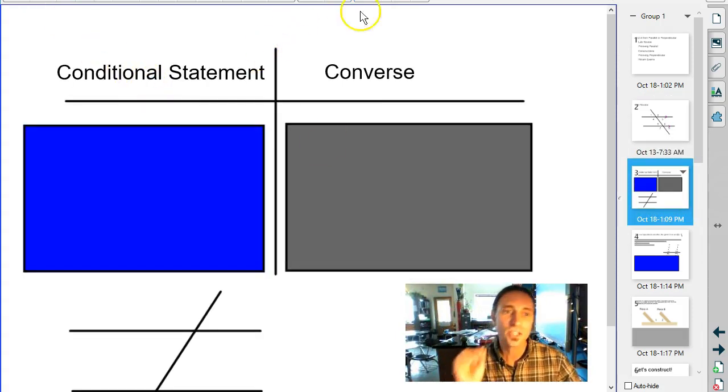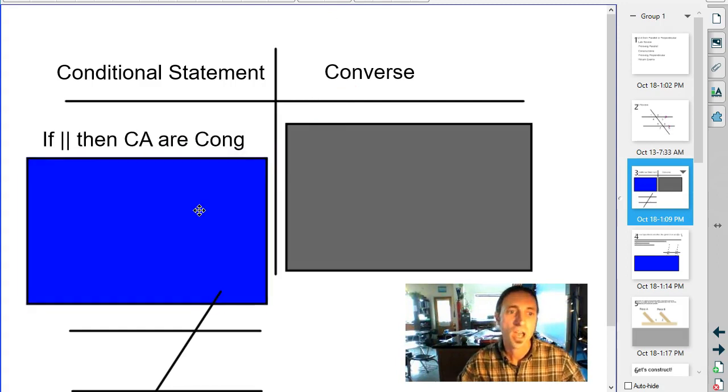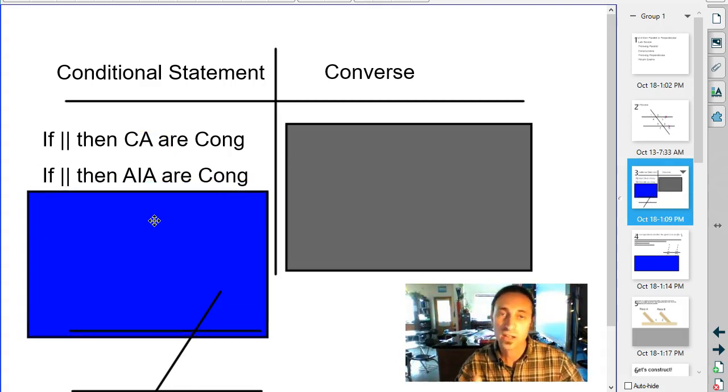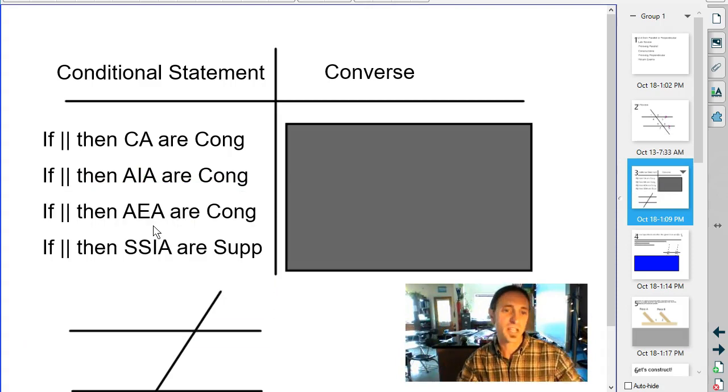So when we look at conditional statements, we've got this block of conditional statements that says things like, if you have parallel lines, then corresponding angles are congruent, right? If you have parallel lines, then alternate interior angles are congruent, right? You get the idea. There are these 4 patterns: alternate exterior, alternate interior, and corresponding angles are all congruent. And if they're on the same side and they're interior, then they're supplementary, right?